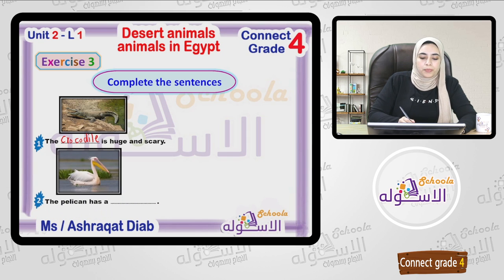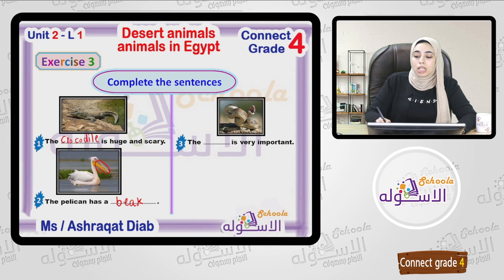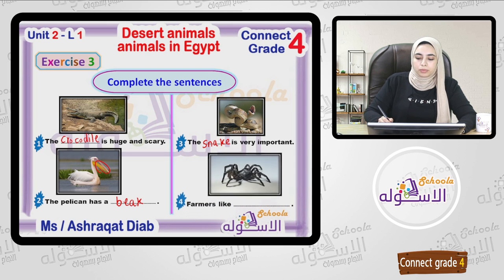Great. Number two. The pelican, this is the pelican, has a. What does the pelican have? Great. It has a beak. Very good. The pelican has a beak. Great. Let's see number three. The space is very important. What can you see in this picture? Great, it's a snake. So the snake is very important. Very good. Number four. Farmers like, what can you see in the picture? Great, spiders. So farmers like spiders.